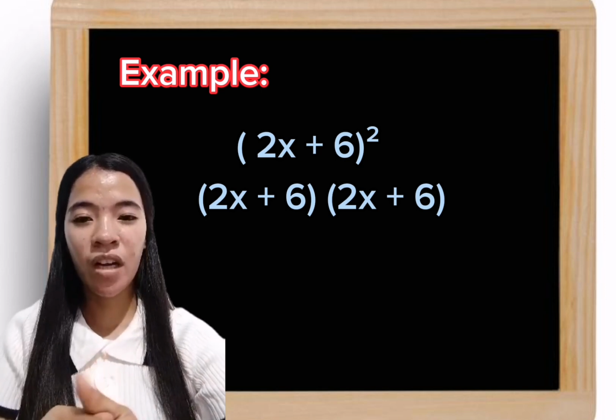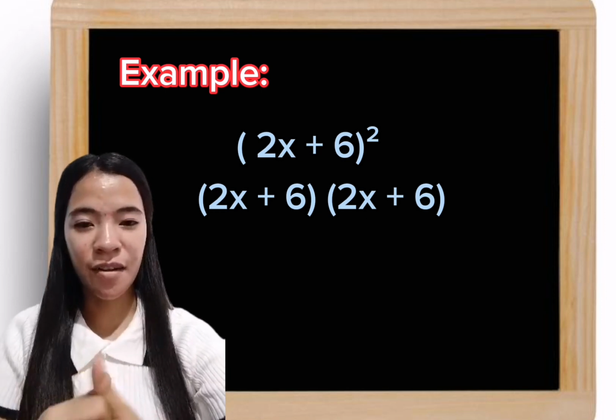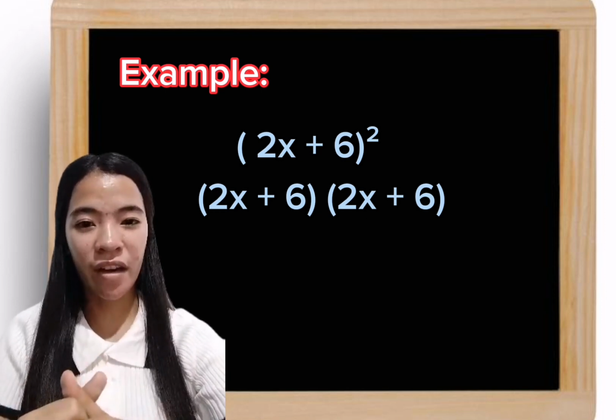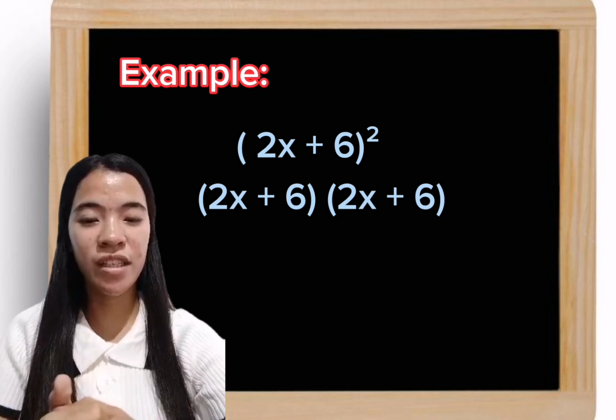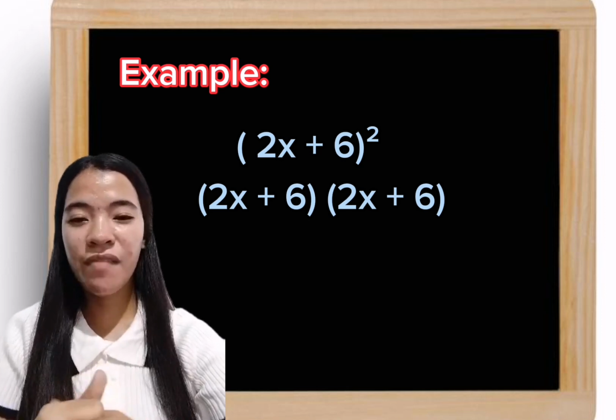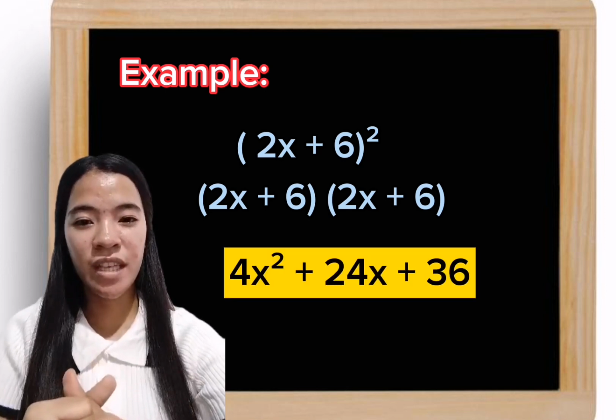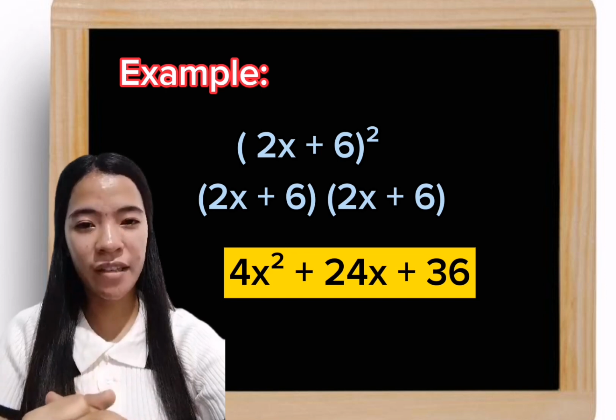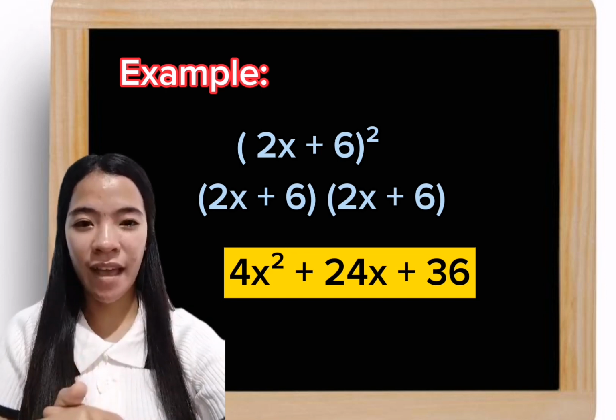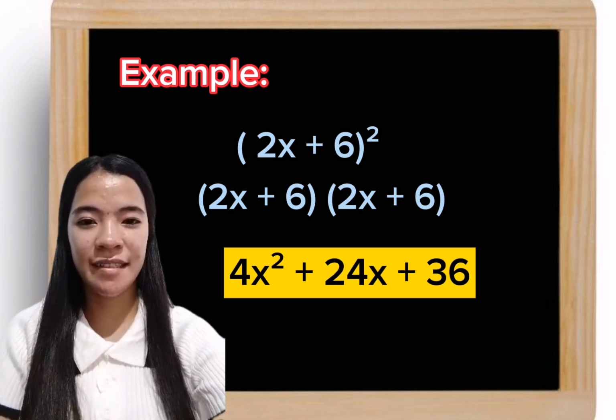Now, we are going to find the last term. So let's square the last term, and that is 6 squared, which is equivalent to 36. Now, we have the final answer, which is 4x squared plus 24x plus 36.